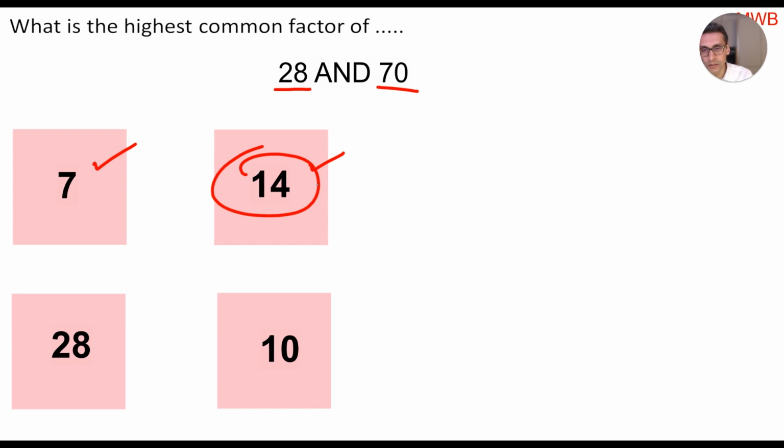Because 14, so 7 times 10 is 70, so we also know 14 times 5 is going to give you 70 as well.